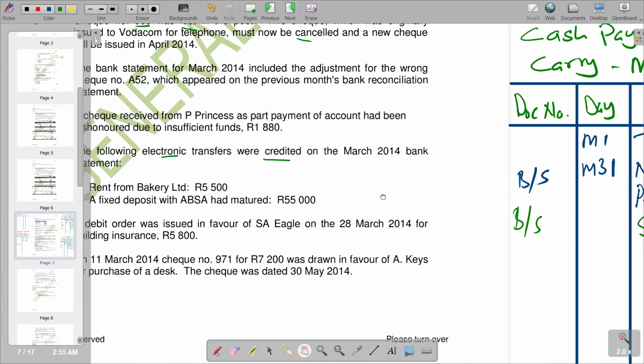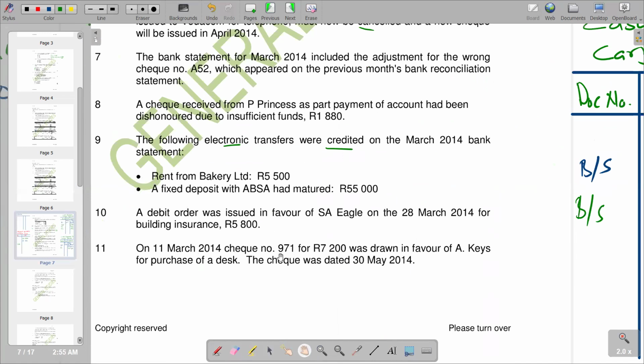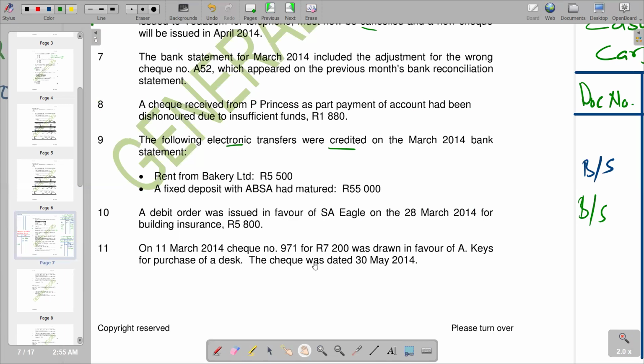So on the next one, we go to 11, which is said on 11 March 2014, check number 971 for 7,200 rands was drawn in favor of a keys for purchase of a desk. The check was dated 30 May 2014. So May is a later date, according to the period that we are preparing this reconciliation. So we've got an amount of 7,200.